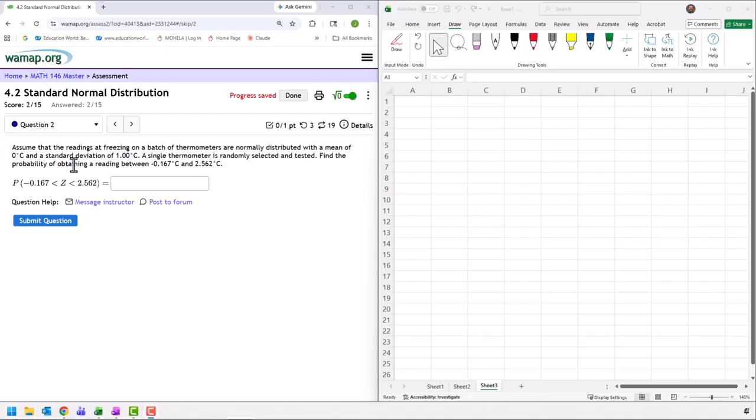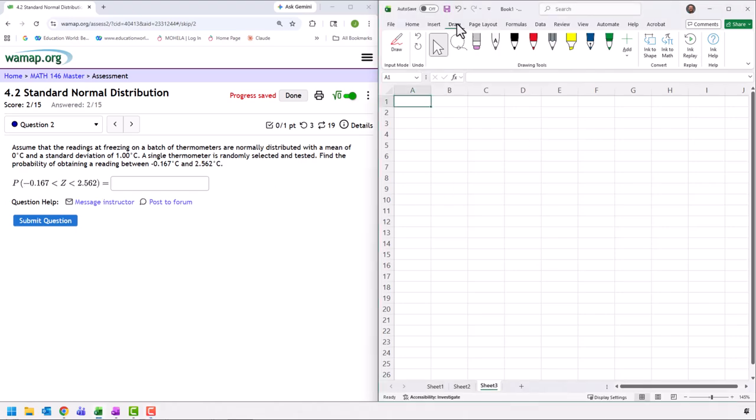Assume that the readings at freezing on a batch of thermometers are normally distributed with a mean of 0 degrees Celsius and a standard deviation of 1. A single thermometer is randomly selected and tested. Find the probability of obtaining a reading between negative 1.67 degrees Celsius and 2.562 degrees Celsius. And here we have it in sort of math symbols.